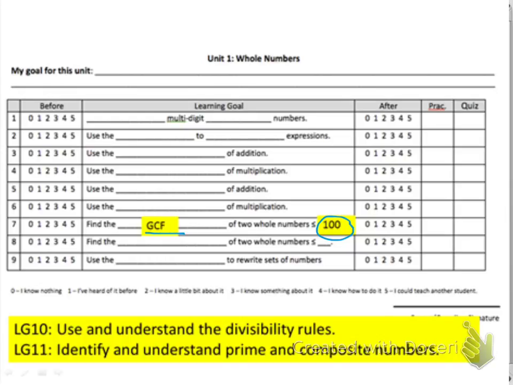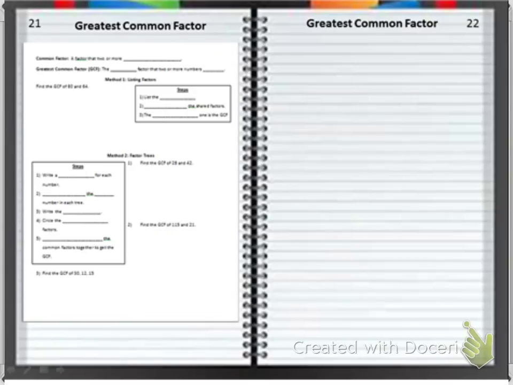I know you've found the GCF before. Think either I'm at a 0, I know nothing, 1, I've heard it before, 2, I know a little bit about it, 3, I know something about it, 4, I know how to do it, or a 5, I am ready to teach it. And put your level of understanding over there, circle it please. When you've done that, you need to turn to page 21 in your math notebook. There you should have glued in our guided note for today. Please make sure you fill it in as we go.